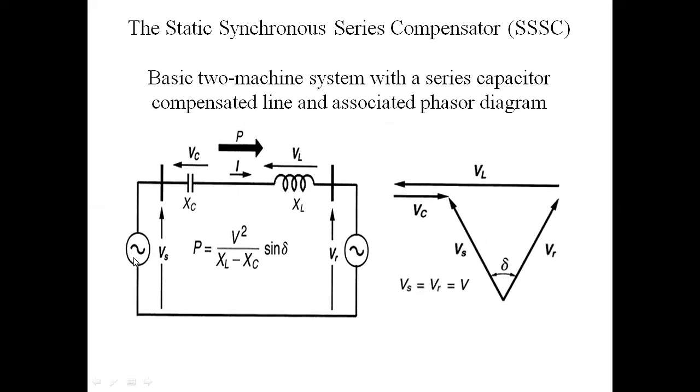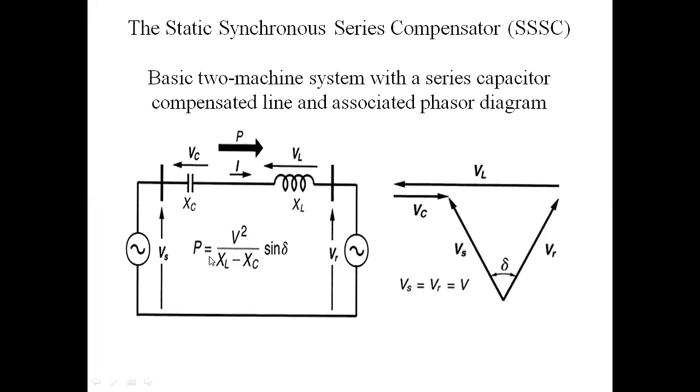Now I will explain the circuit. This is the supply voltage. Vs is the sending end voltage. Vr is the receiving end voltage. Xc is the capacitive reactance. XL is the inductive reactance. Vc is the voltage across the capacitor. VL is the voltage across the inductor. I is the current flowing in the transmission line. P is the active power flowing in the transmission line.